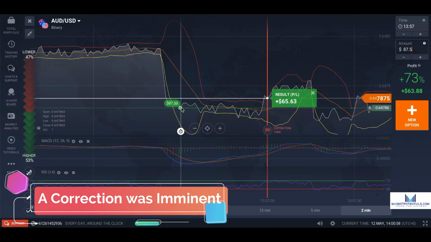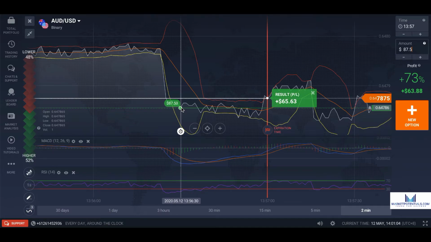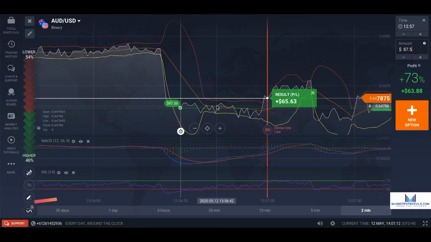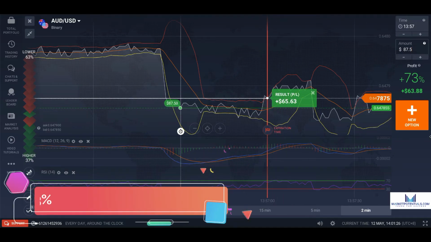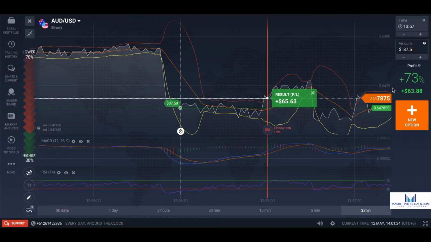A correction in this sense, after a downtrend, is an uptrend, right? It's complete logic, normal common sense tells you that. So that's what I did. I selected higher. I put in everything I made from the first trade, $87.50. And true enough, it did end up being a little bit higher. Obviously it's going to go up and down a little bit, but the general uptrend was there, and I pocketed $65.60, or a 73% ROI. Again, guys, 73% return on investment of whatever money I put in.